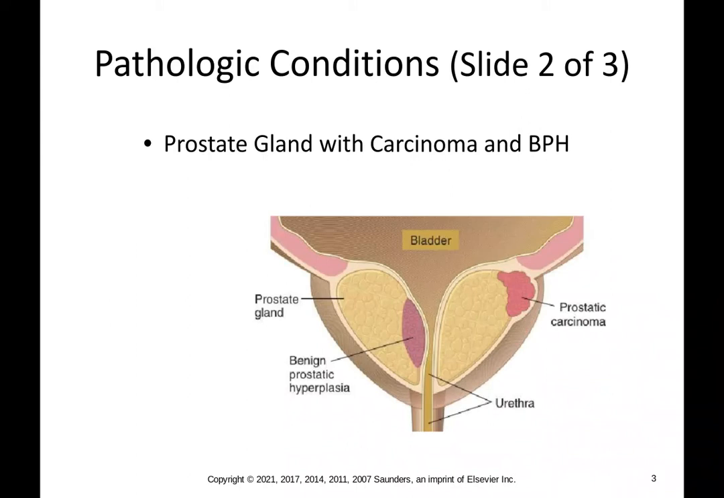Here is the prostate gland with carcinoma and BPH. So right here, the prostate gland 1 and 2. Here's a prostatic carcinoma, and then a benign prostatic hyperplasia on this one. That's also known as BPH.